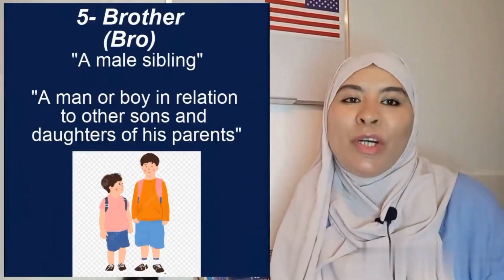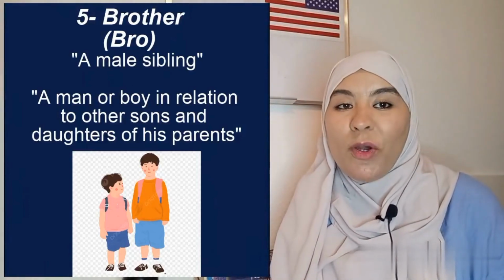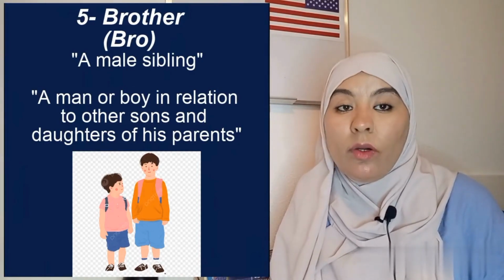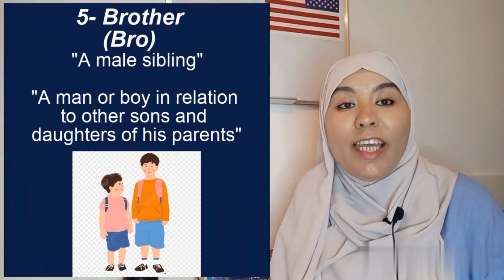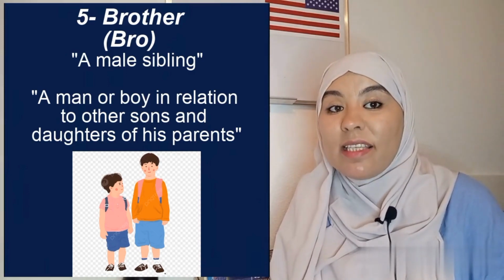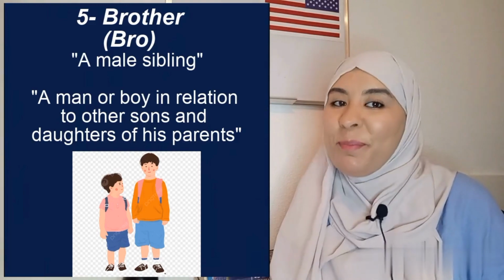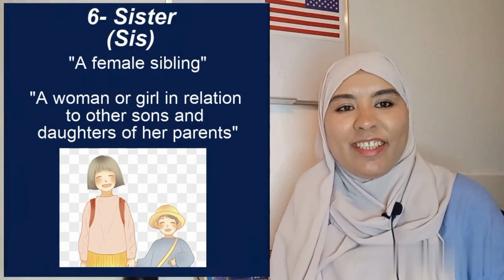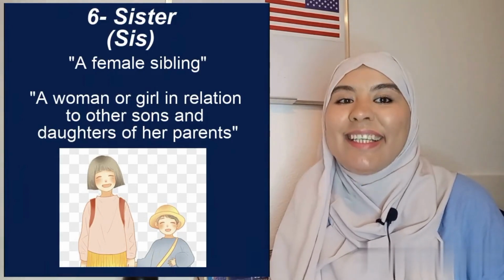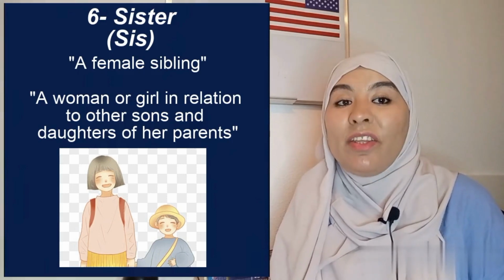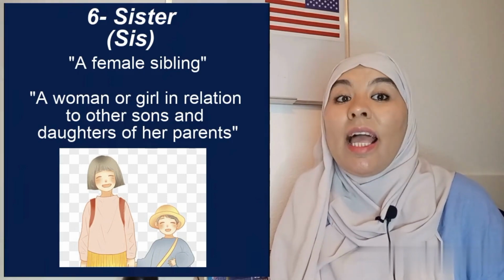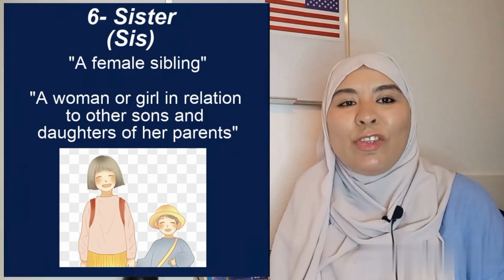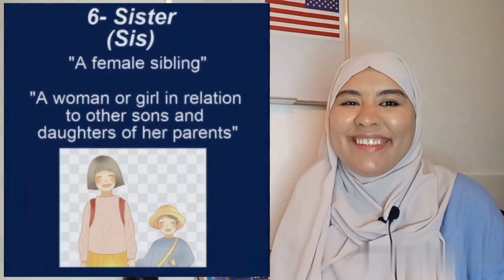Number five, brother. We can also call him as bro. He is the male sibling, or a man or a boy in relation to other sons and daughters of his parents. Number six, sister. We can also call her as sis. She is the female sibling, a woman or a girl in relation to other sons and daughters of her parents.